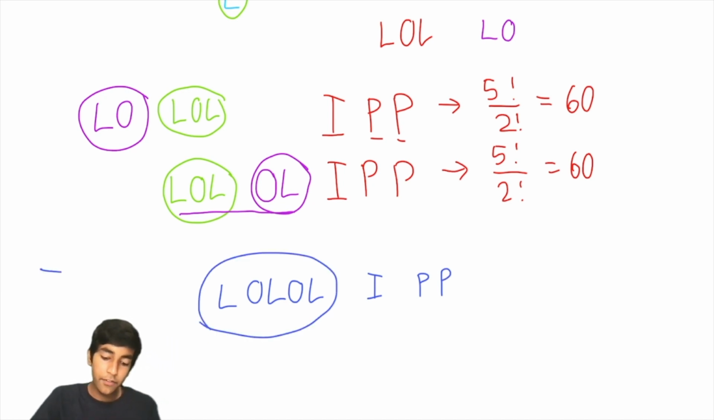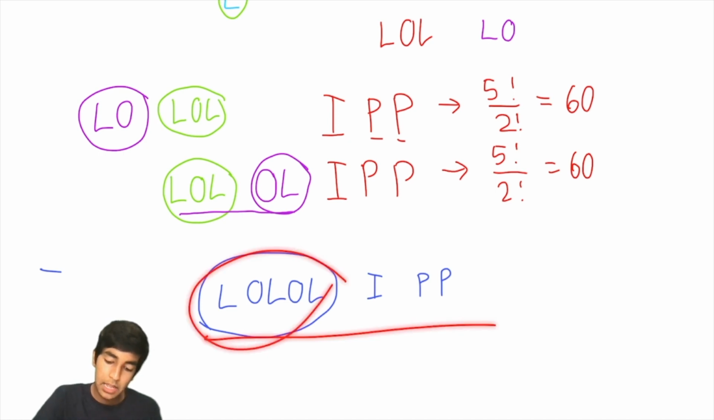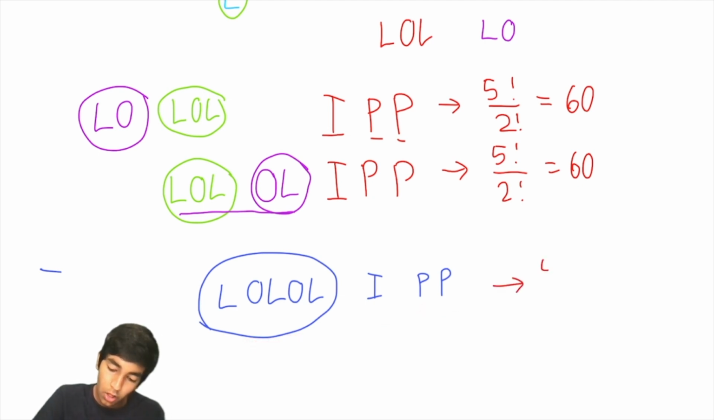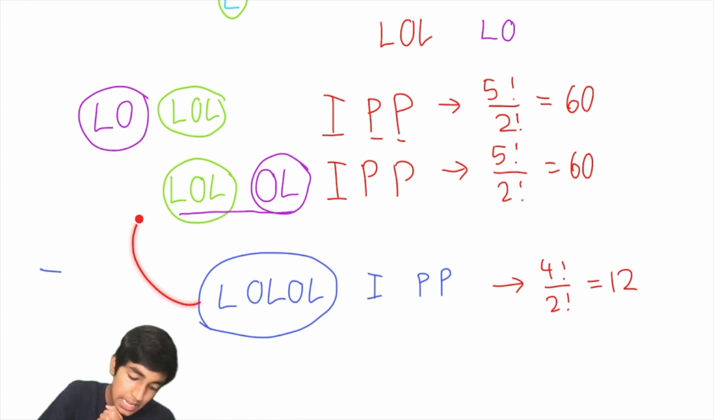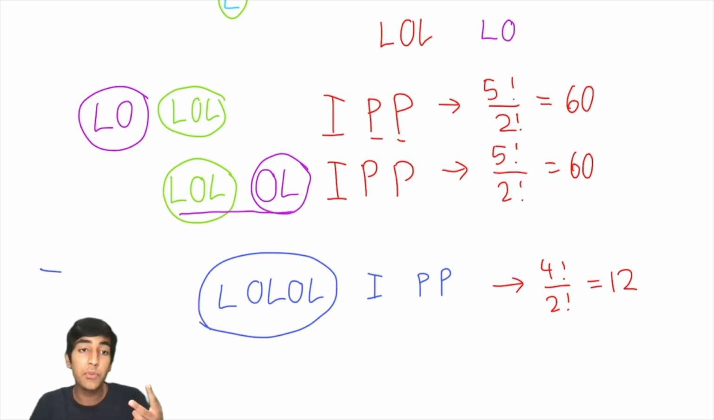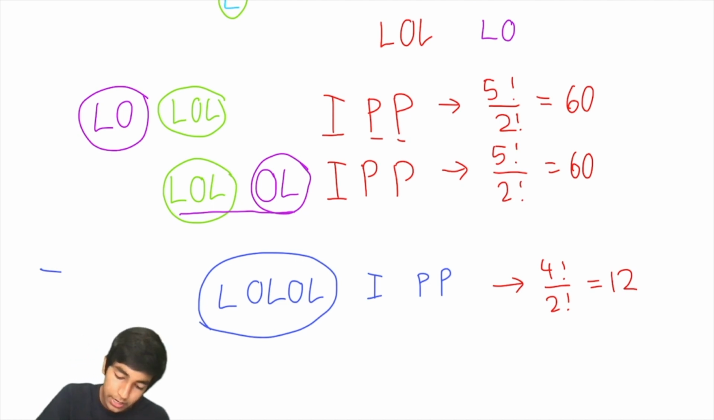How many arrangements of a group IPP? Well, there's kind of four things, right? So times 4 factorial over 2 factorial, which is 24 divided by 2, 12. So we're overcounting this case, right? It's counted here and here. So we subtract it off because we counted it 2 times, we only want to count it once. So our answer is just 120 minus 12 equals 108.